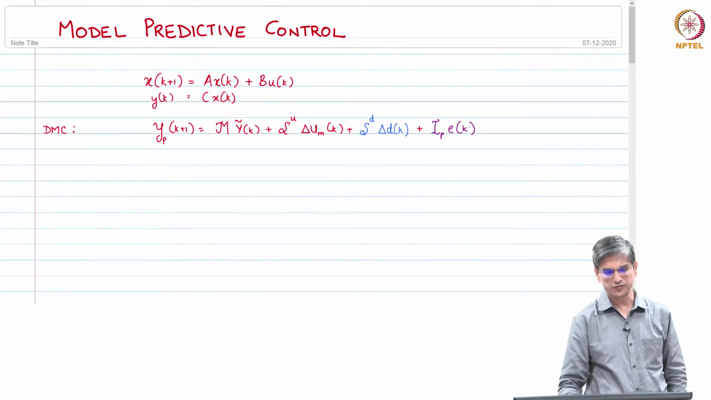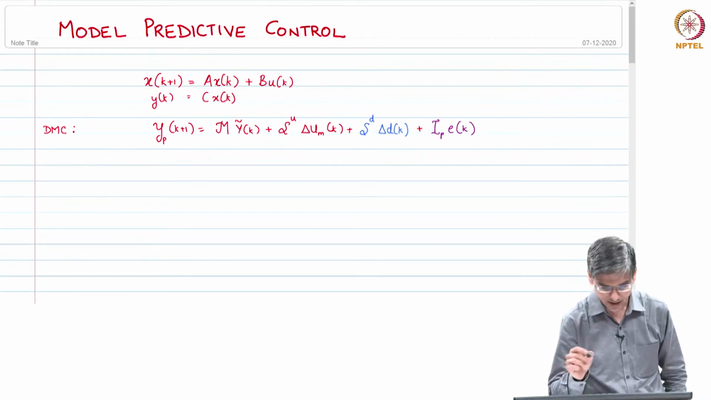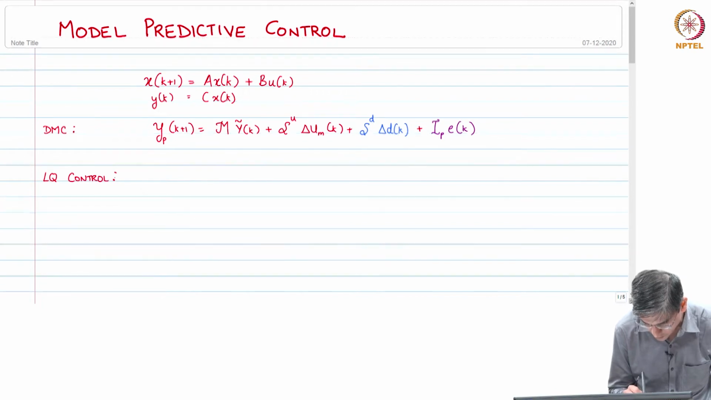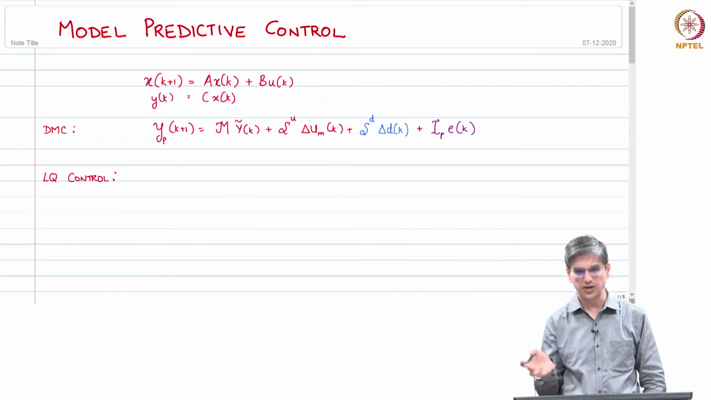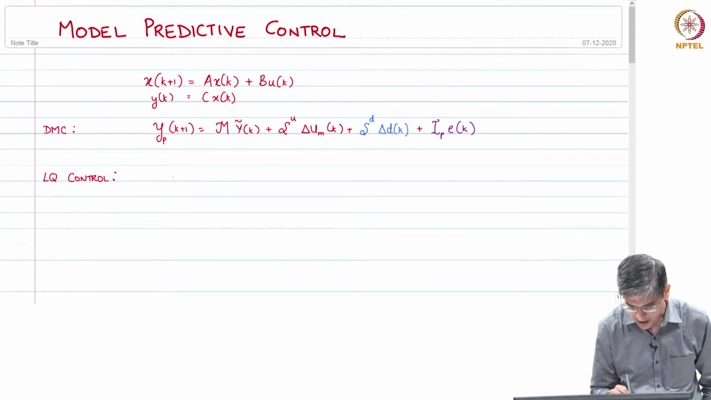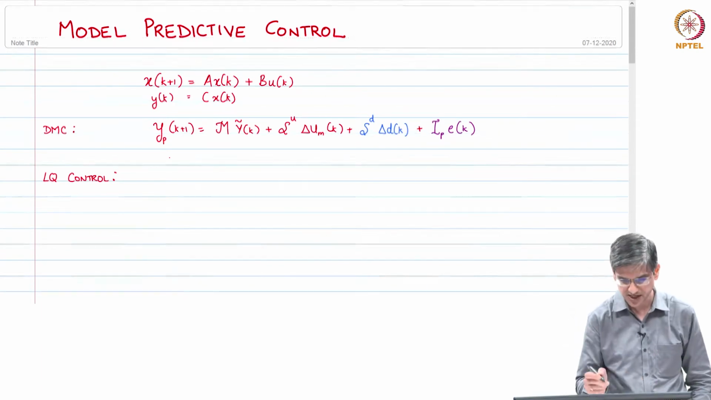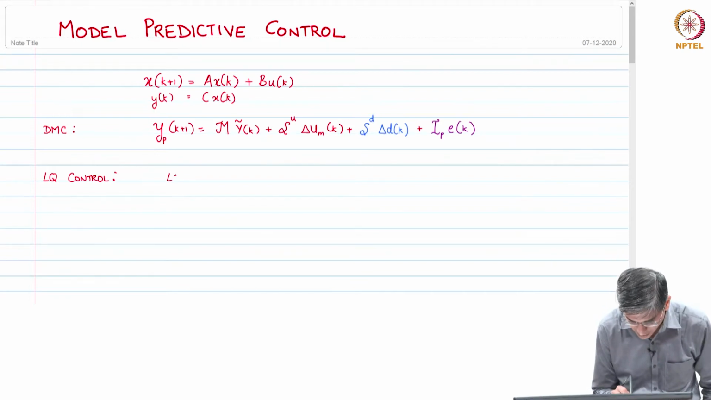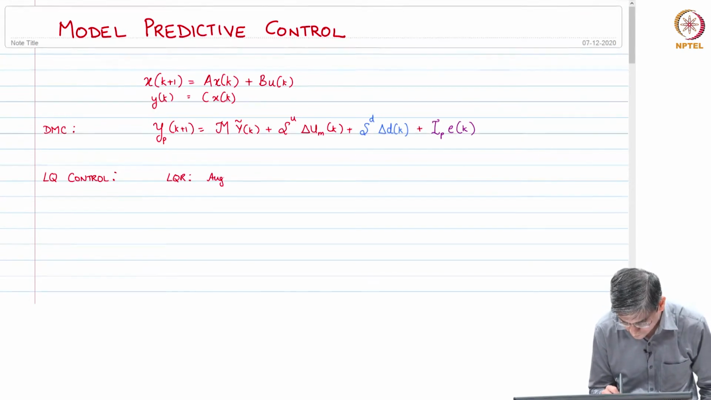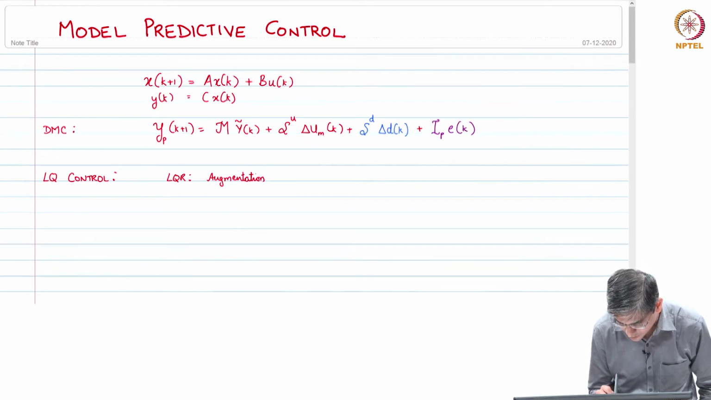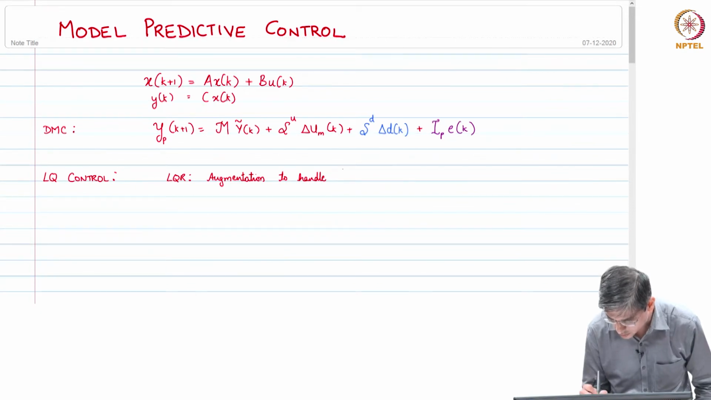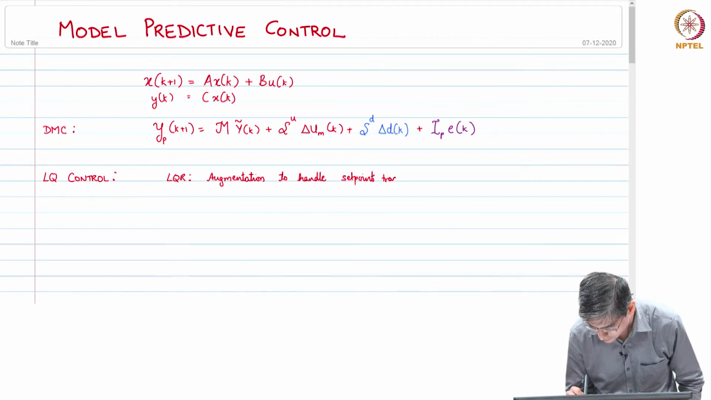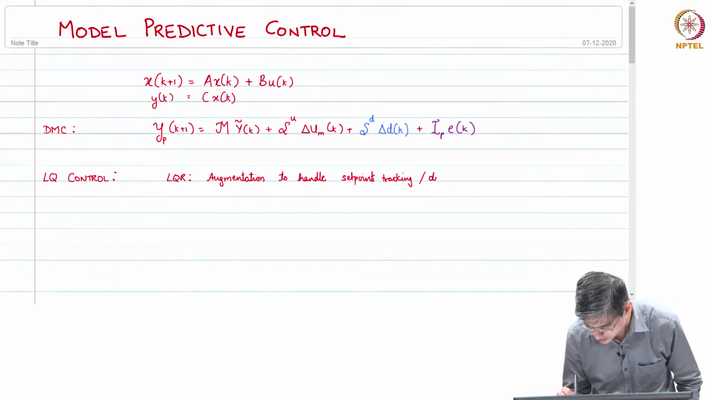Okay. So, this was how we had set it up in DMC. Okay. What we did in the last few weeks, we said that LQG is LQR plus Kalman filter, and when it came to the LQR part, we actually had the equation same as before, x(k+1) equal to A x(k) plus B u(k) and y(k) equal to C x(k), and then we did some amount of augmentation in LQR to handle set point tracking / disturbance rejection cases.